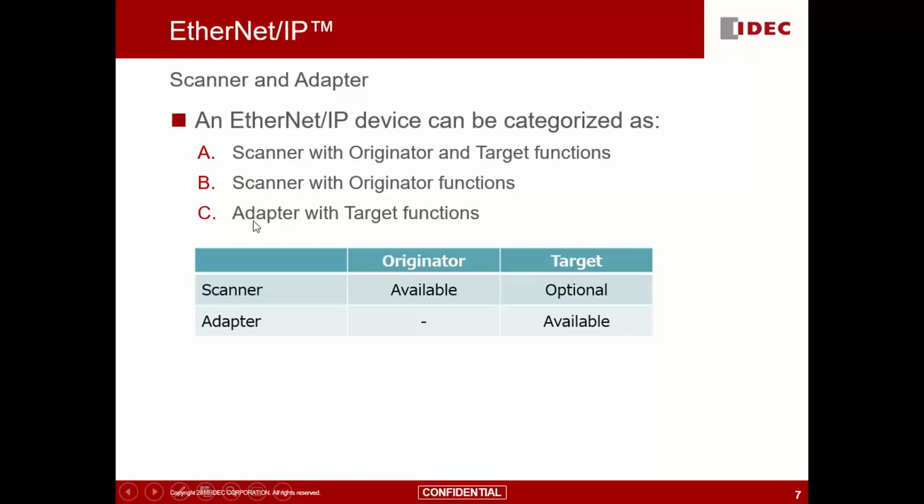And then finally, category C is adapter. So an adapter would be like a motor, could be a sensor, a VFD. So most of that would be categorized as C, which is an adapter with target functions only. So far so good, guys? Not confusing?